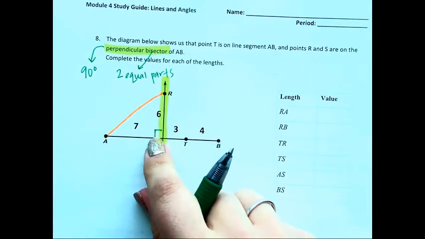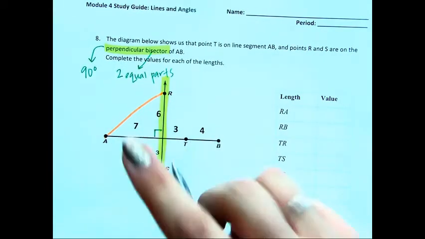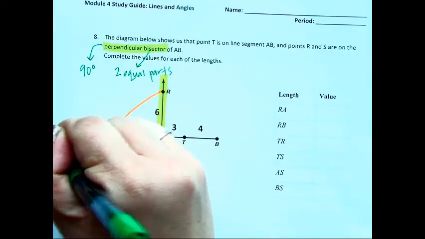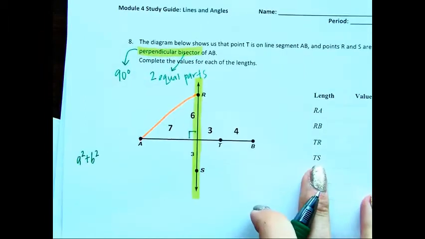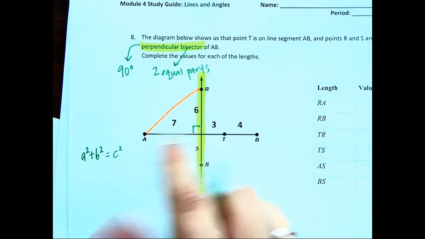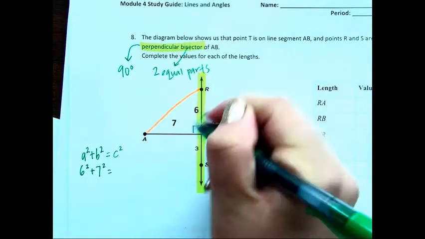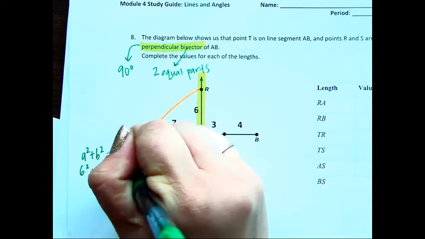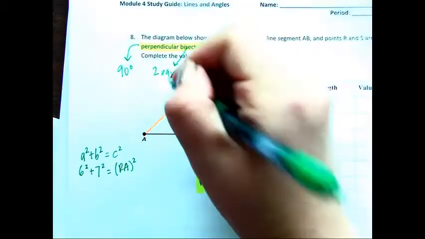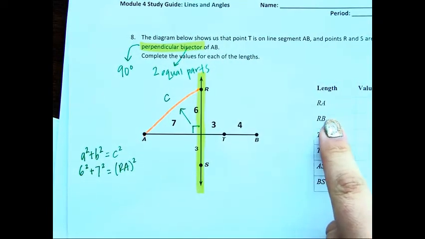It's a right triangle with legs 6 and 7, and I'm looking for that RA. So what I can use to find it is the Pythagorean theorem, which is a squared plus b squared equals c squared, where my legs are 6 and 7. So we're going to plug in 6 squared plus 7 squared equals RA squared, because that's my C. Opposite the 90-degree angle is your C value. And I'm just going to call it RA, because that's what we're looking for.